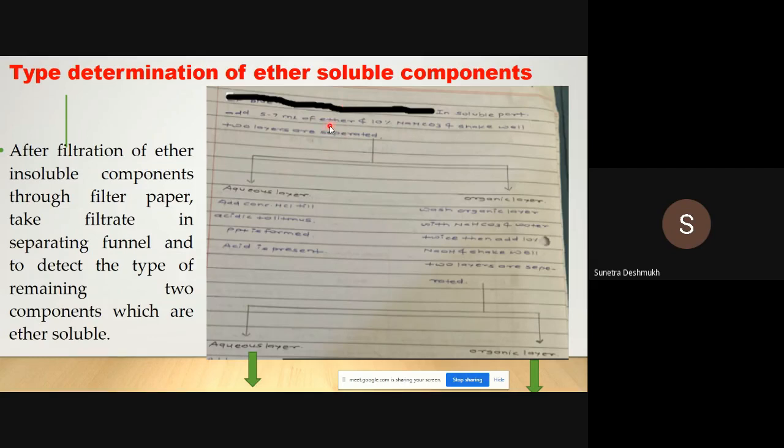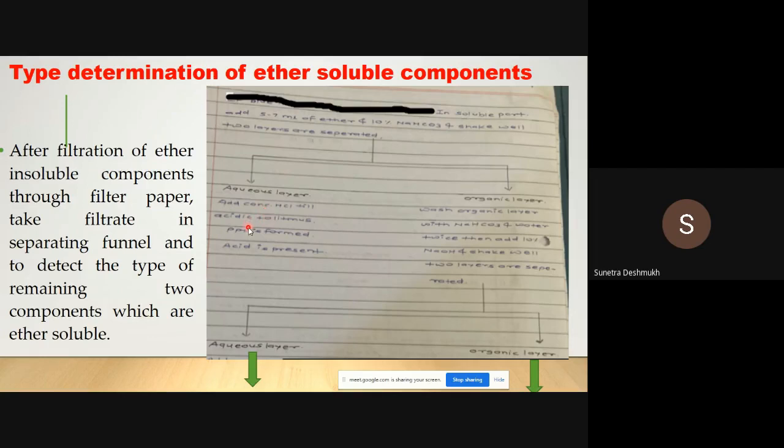Out of these two components in the ether, one component may be an acid. If acid is present in your ether, it will react with sodium bicarbonate to form the sodium carboxylate ion. This carboxylate is in salt form, so it will automatically come into the aqueous layer. So your acid is changed to the sodium salt, sodium carboxylate, and that salt is soluble in the aqueous layer, which you now have in your hand. That means you have taken it out of the separating funnel.